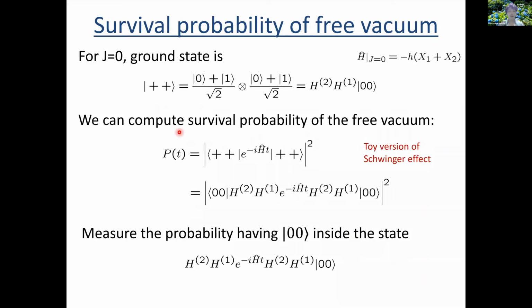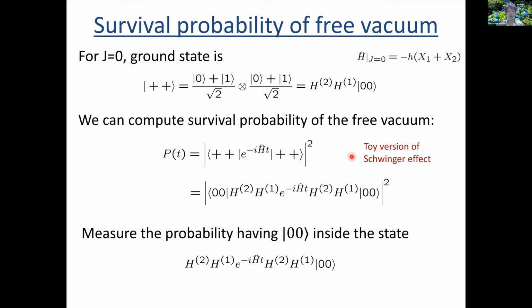Once we get the time evolution operator, we can study a physical problem, which is the survival probability of the free vacuum. For J equals 0, the Hamiltonian does not have an interaction, so the ground state is simply given by this state, which is a product of H0. Now let us compute the survival probability of the free vacuum under the time evolution operator by the full Hamiltonian.